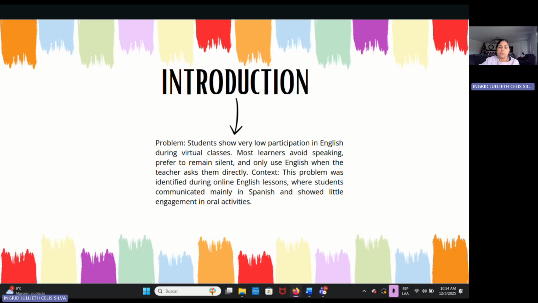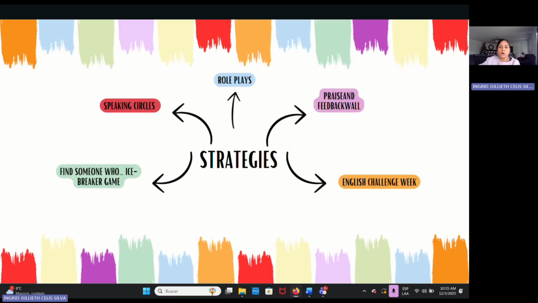The introduction, the problem about our poster. The students show very low participation in English during virtual classes. Most learners avoid speaking, preferring to remain silent and only use English when the teacher asks them directly. This problem was identified during an English class, where a student communicated mainly in English and showed little engagement in oral activities.